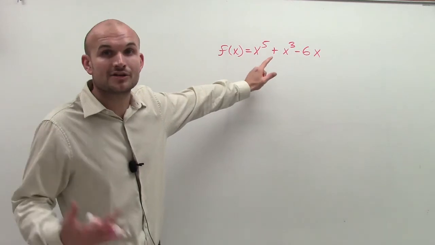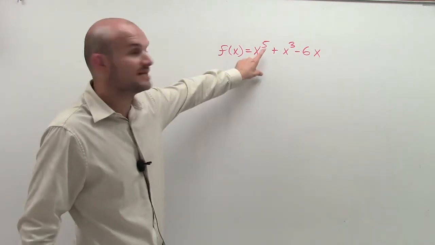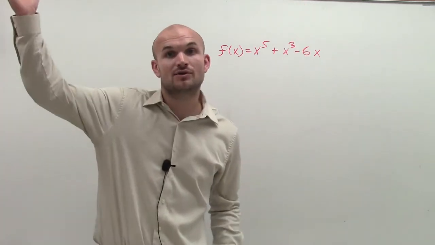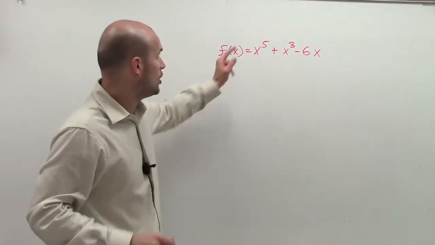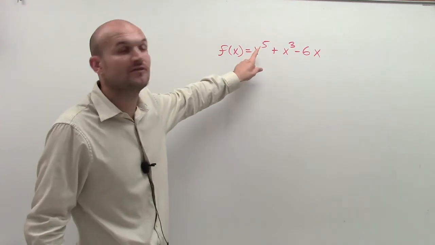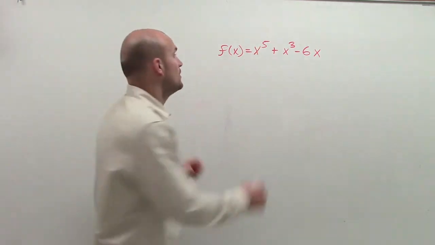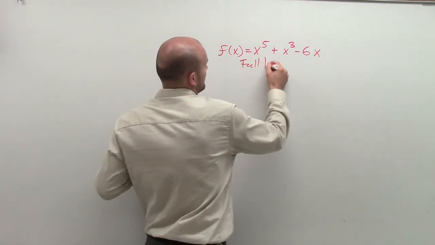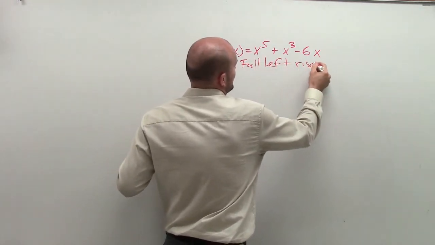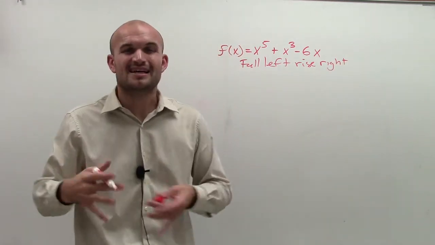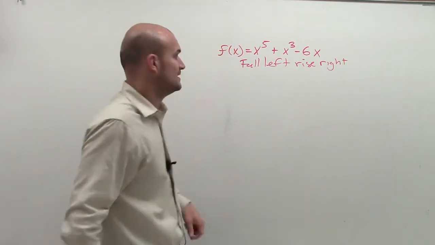If it's even or odd, you're going to look at two certain cases. Since this is odd, my graph is either going to fall left, rise right, or it's going to rise left, fall right. That all depends on the coefficient. Since the coefficient is positive, by the leading coefficient test, my graph is going to fall left and rise right. And this will help you as far as when you have your zeros, as far as graphing your polynomial if need be.